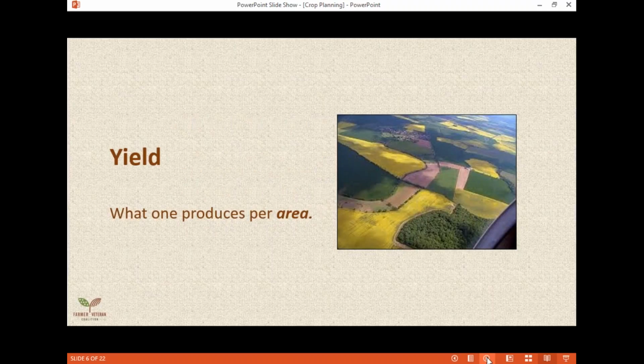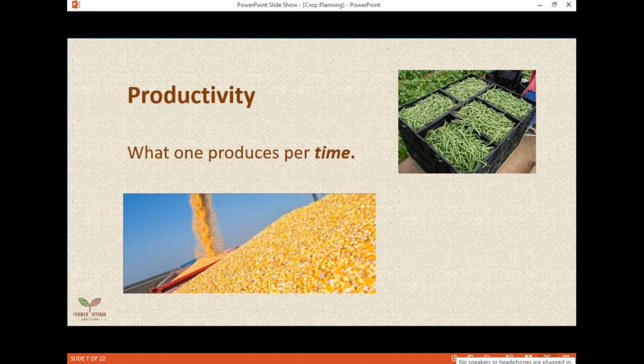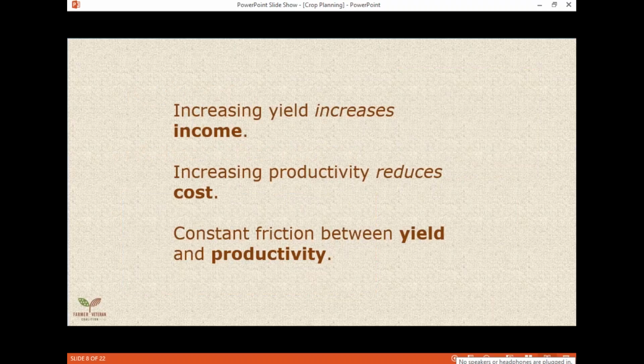Yield, once again, is what you produce per area. Productivity is what you produce per time. Increasing yield increases income. Increasing productivity reduces cost. As we mentioned, everything in your entire career is going to be weighing these two things against each other and making your decisions on how to go forward to have enough yield to be profitable and have enough productivity to be profitable.